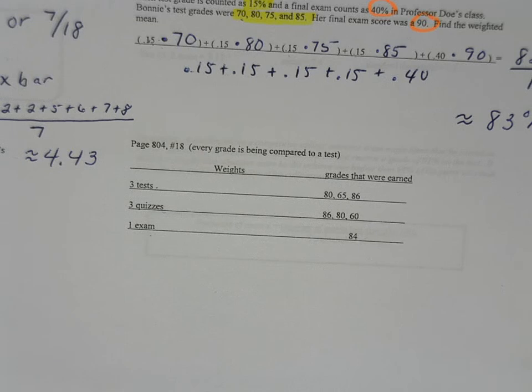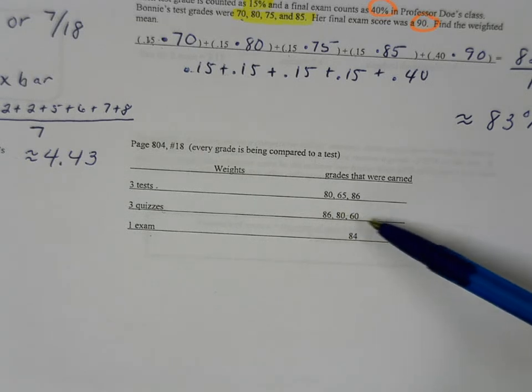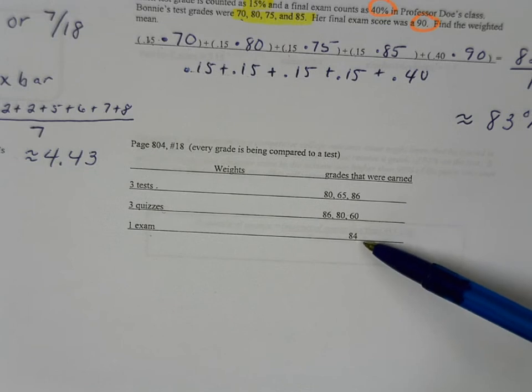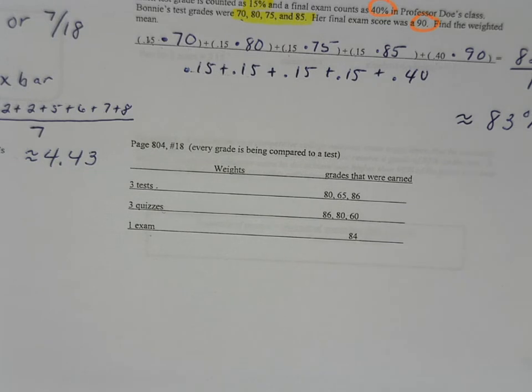Dan's quiz scores were 86, 80, and 60, and his final exam was 84. Use the weighted mean formula to find Dan's average for the course. Okay, well, this one's tricky because they didn't tell you the weights, and we have to figure it out.